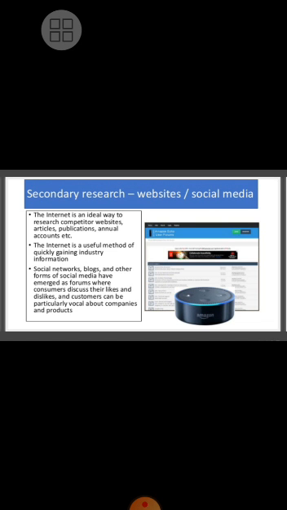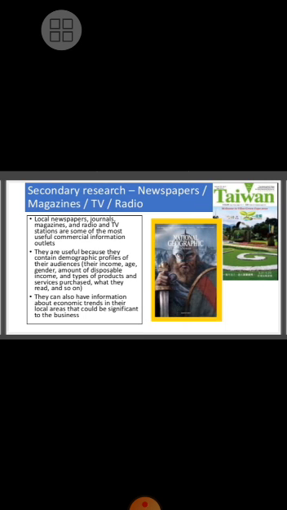Then, social networks, blogs, and other forms of social media have emerged as forums where consumers discuss their likes and dislikes, and customers can be particularly vocal about companies and products. So, we can easily get their views and we can easily know about our competitors. So, this is the best way of secondary research.